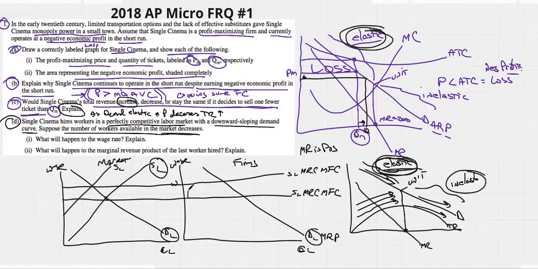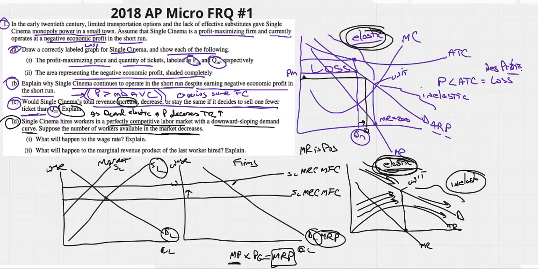right? That is higher. Well, understand that your MRP is calculated by taking the marginal product of every worker times the price of the good. They didn't say anything about the good going up. So the price of the good did not change. Each worker is still just as productive as they were before. So that doesn't change at all. Your marginal revenue product will not shift or move anywhere.